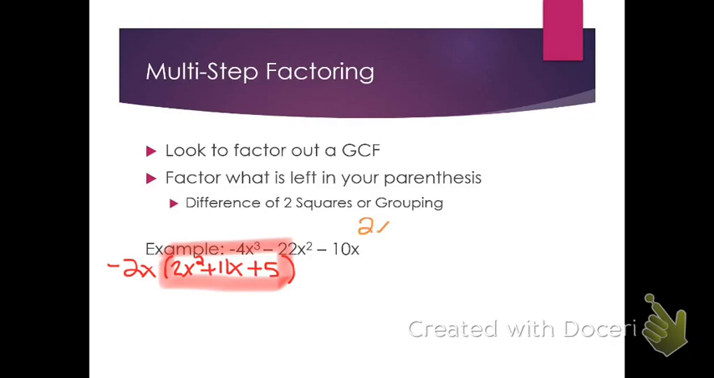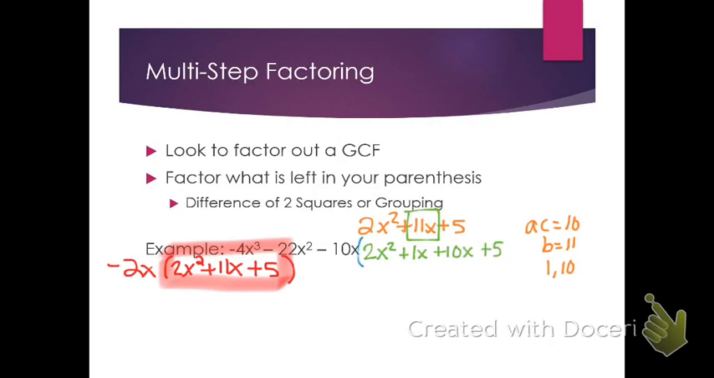I've got 2x squared plus 11x plus 5. So my A times C would be 2 times 5, which is 10. My B would be 11. The two numbers that multiply to 10 but add up to 11 are 1 and 10. So I'm going to be replacing the middle term. Instead of 11x, it's going to be a 1x and a 10x. So now I've got 2x squared plus 1x plus 10x plus 5.